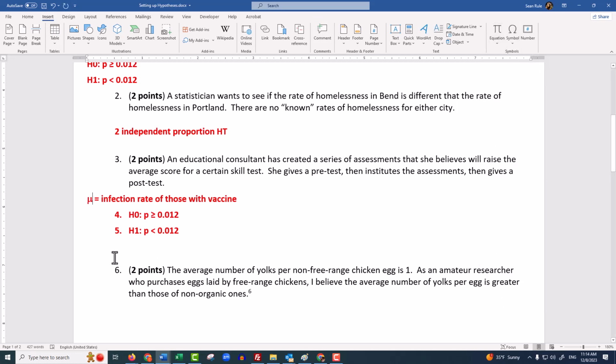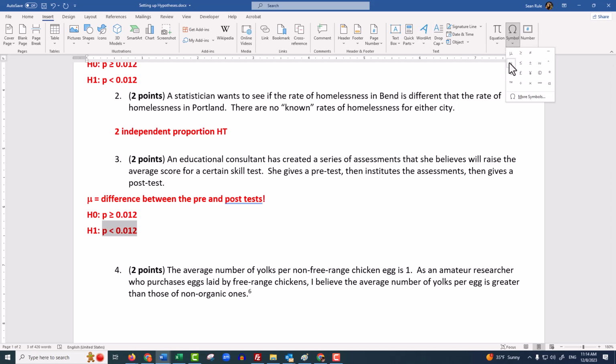Now, it's not going to be an infection rate this time. If we're looking at the difference between a pre-test and a post-test, then the average is going to be the difference between the pre and post tests. Now, the null is going to play devil's advocate every time, and it's going to say there is no difference. But the researcher, she believes that she's going to increase the score. So I'm going to say that mu is greater than 0.